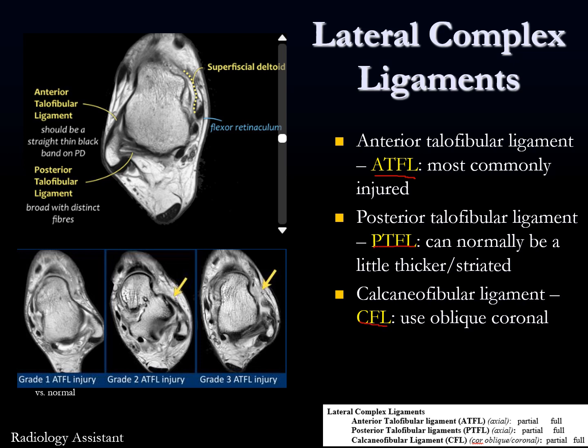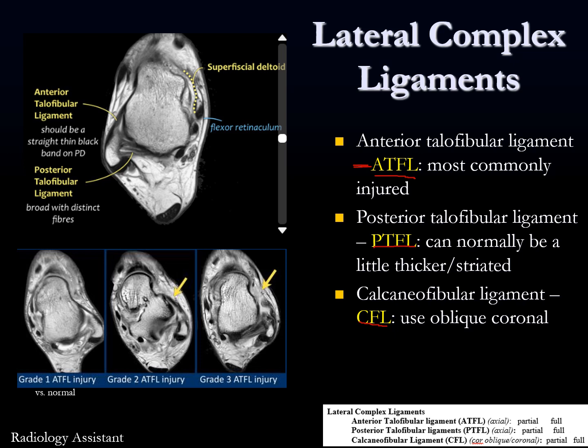The anterior talofibular ligament is the one that we think about first and foremost, just because it's the most commonly injured. Because if you have an isolated ankle ligament sprain at the lateral ankle, it should be the anterior talofibular ligament. So here's a nice example of what normal should look like.